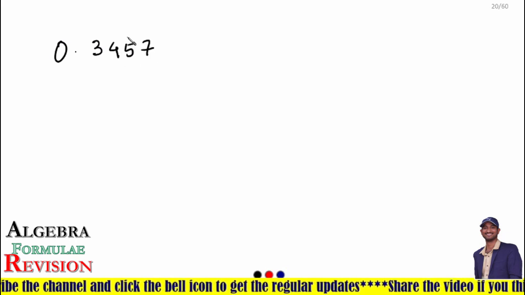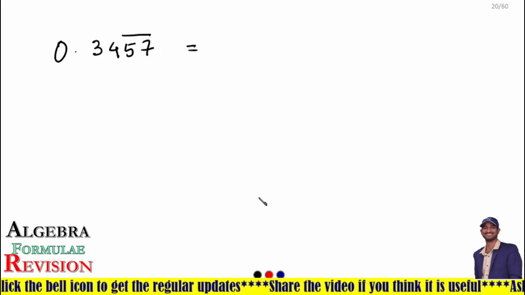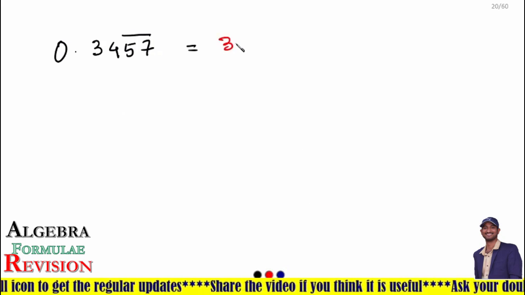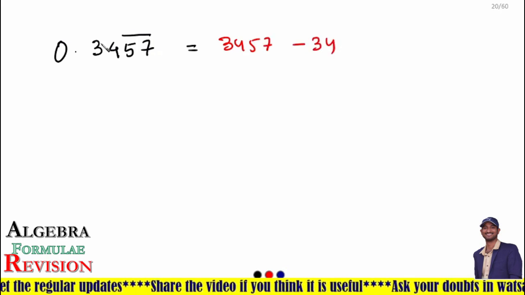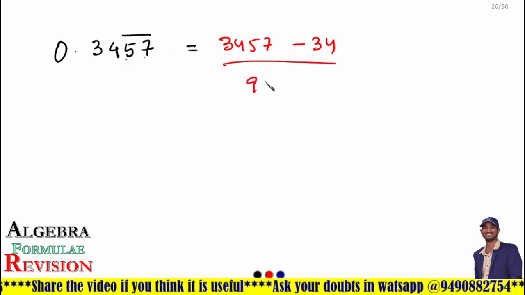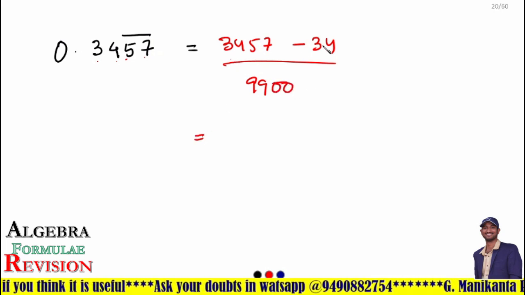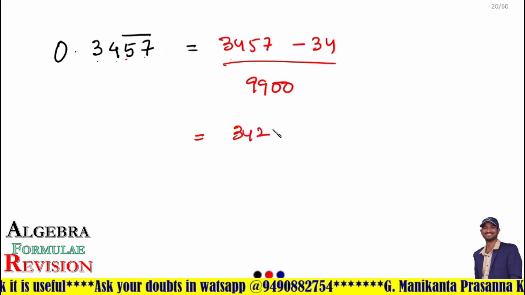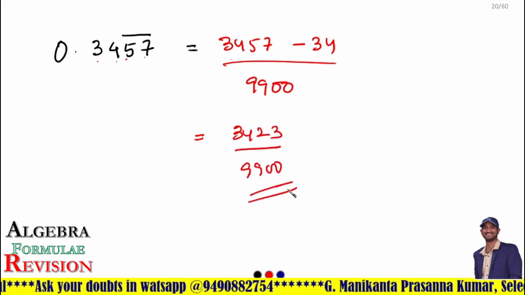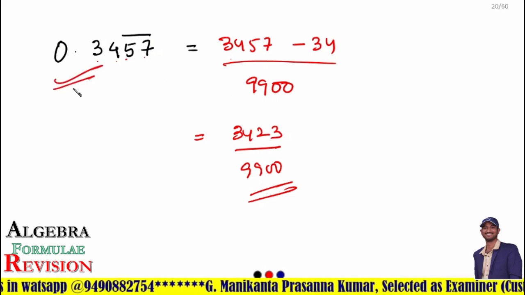Is it clear, all of you? Okay, and one more thing, let's see an example. 0.3457 with a bar over 57. You have to convert this number into a fraction. Let's see. 3457 minus 34, because 34 has no bar, by two nines, because two numbers have a bar, and two zeros, because two numbers have no bar after the decimal. So 3457 minus 34 means 3423 by 9900. This is the fractional or rational form of this non-terminating and recurring decimal.